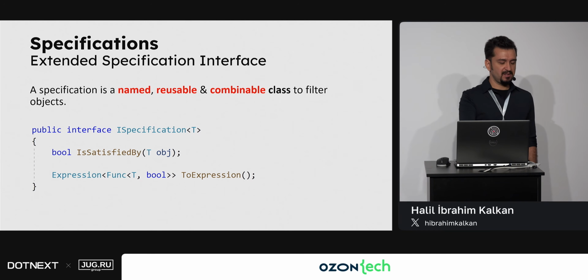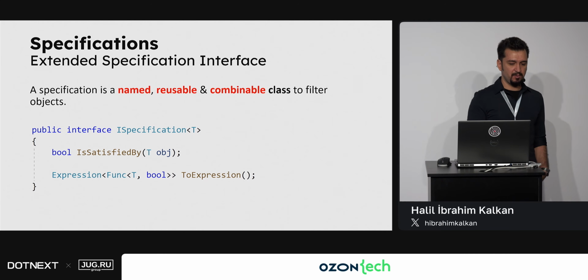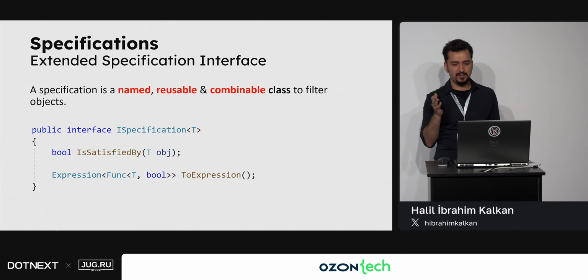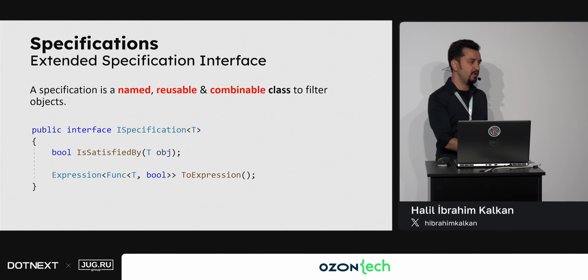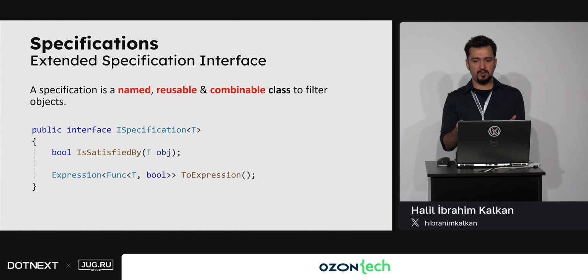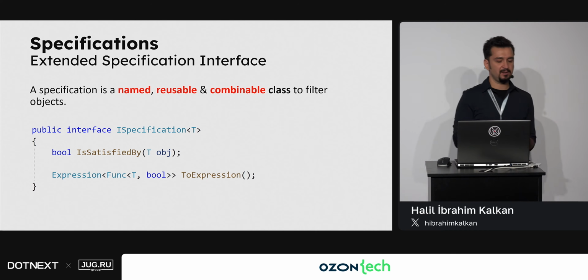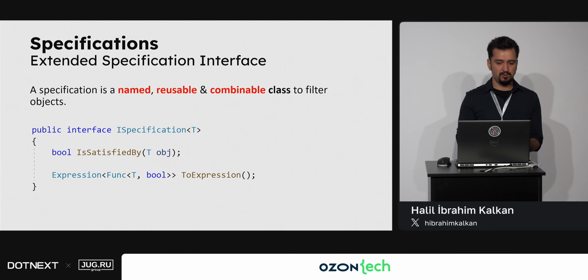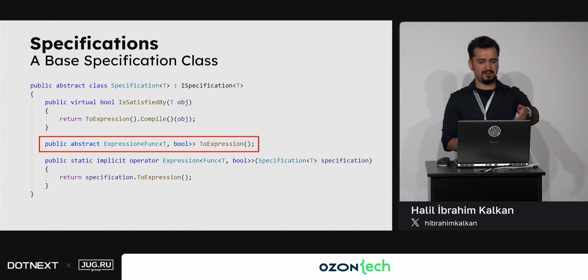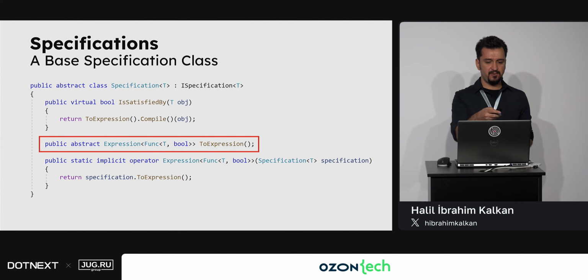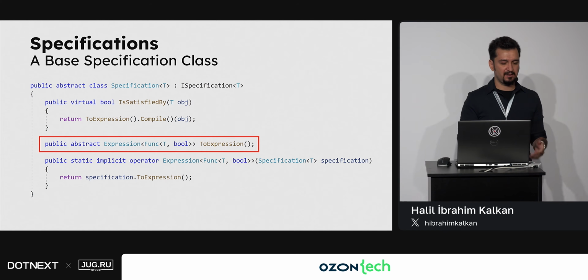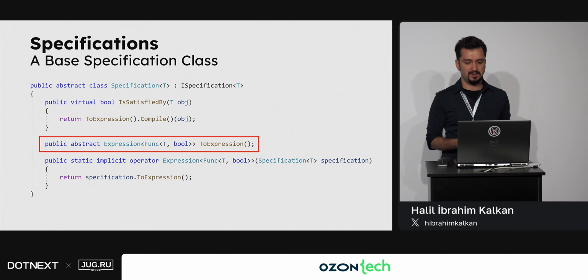An extended version of this interface, and a more practical and pragmatic way, is to define a second method that converts this specification to an expression. Because all the data access technologies are working with expressions. So if we can reuse this Boolean logic in data access code, it can be much more reusable. Okay, there are also some base class examples. If we create such a base class, we only need to implement two expressions. It's a little more technical, but you can just find examples on the internet.